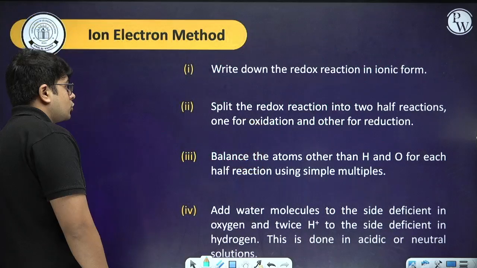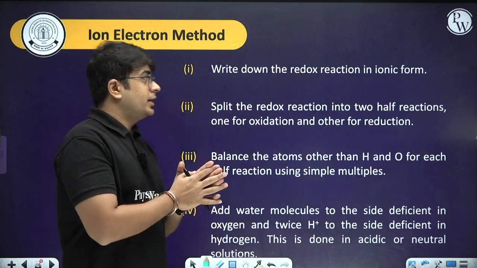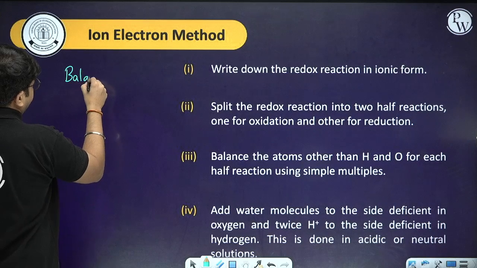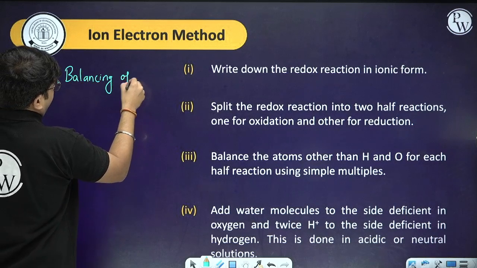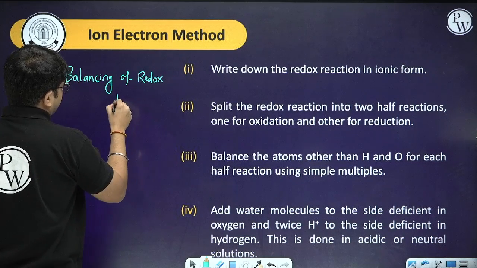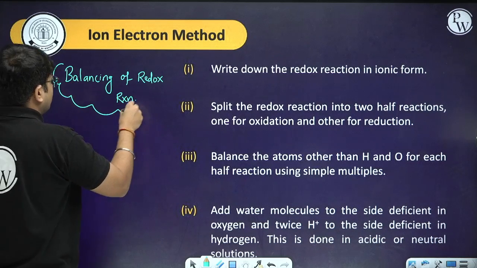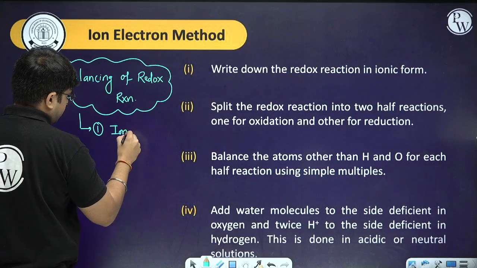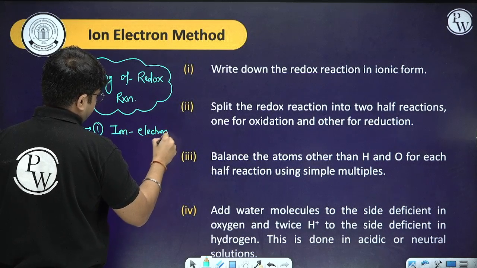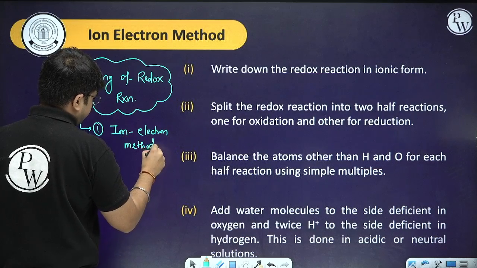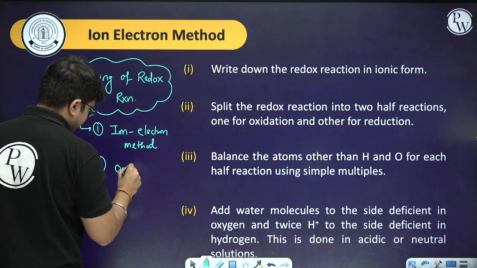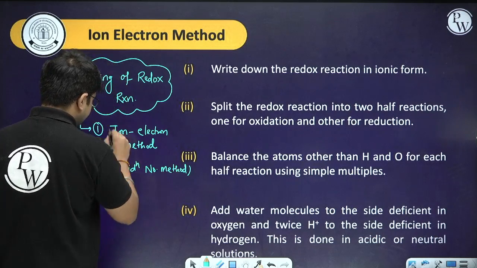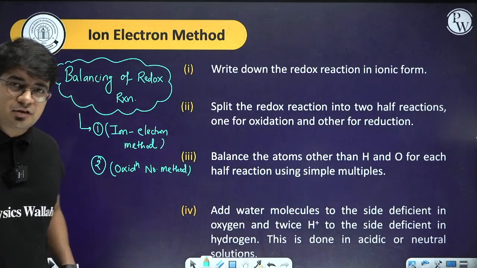Okay. Now let's talk about the next part, which is a very interesting portion, that is the balancing of redox reaction. If I talk about the balancing of redox reaction, generally there are two methods. First one is known as the ion electron method, and second one is known as the oxidation number method.